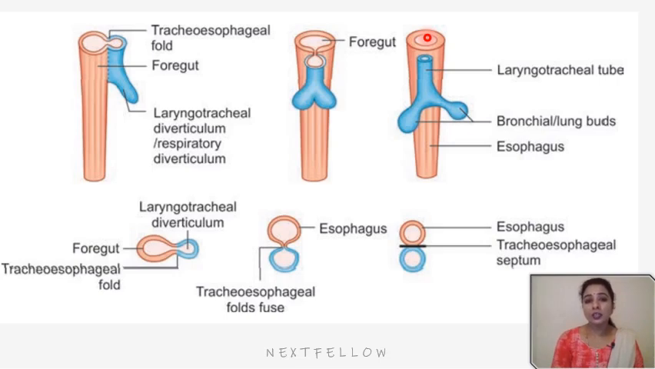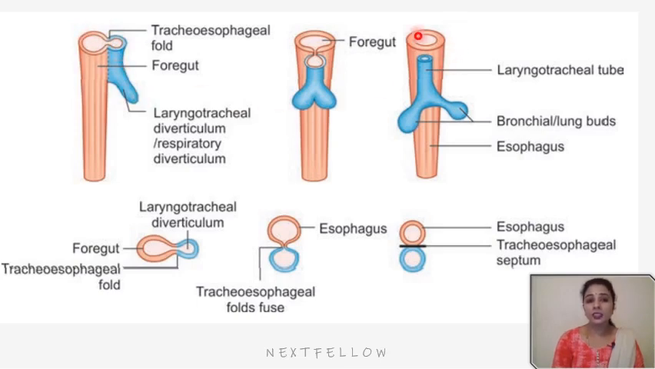The laryngotracheal groove deepens to form a longitudinal diverticulum called the laryngotracheal diverticulum. We can see here it is a laryngotracheal diverticulum. The distal part of this diverticulum is separated from the esophagus by the development of a septum, this dotted line which is shown here. This septum is called the tracheoesophageal septum, whereas its cranial part communicates with the pharynx.